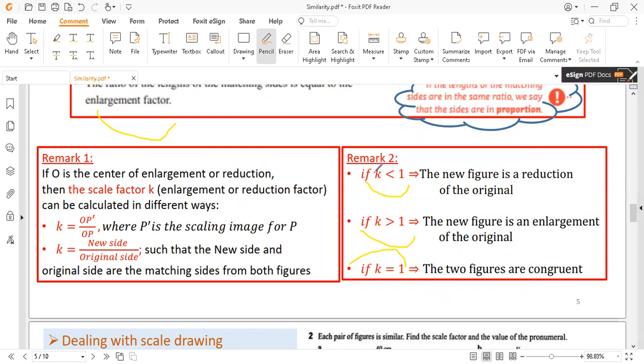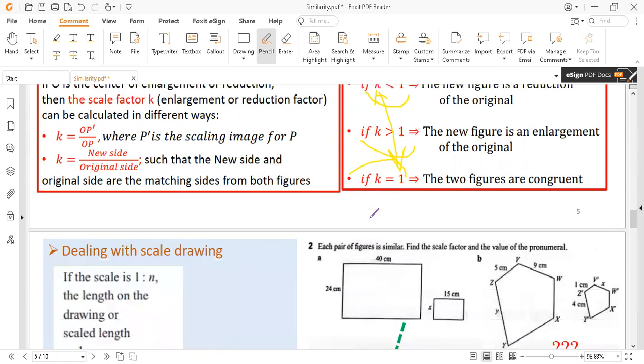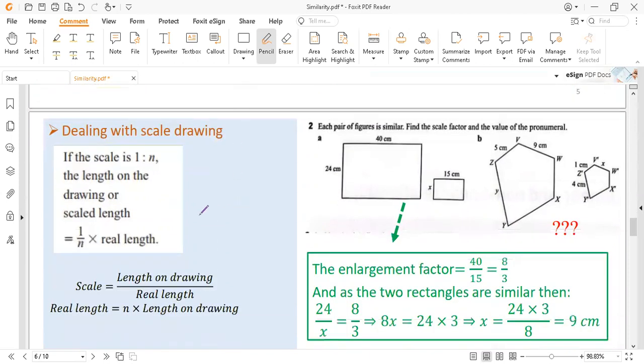So K is the pivot of our work. We can distinguish between reduction, enlargement, or identical figures based on our scale factor. It is easy to say that the new side over the original side equals K, as we explained before.